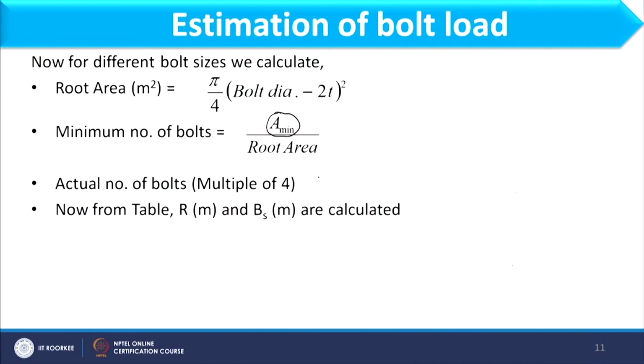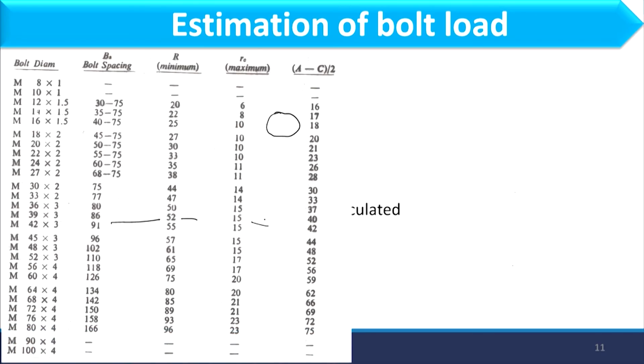Once I have the actual number of bolts, I will focus on the table and see the value of R as well as BS. In this table, BS is the bolt spacing, the space between two bolts, and R is a distance; we will see what that distance is. For further calculation we need the BS value as well as the R value. For some of the bolts, the BS value is given as a range. If you choose any bolt among these, you have to choose the highest value of that spacing, not the lower one. Why I have to choose the highest value, we will discuss.